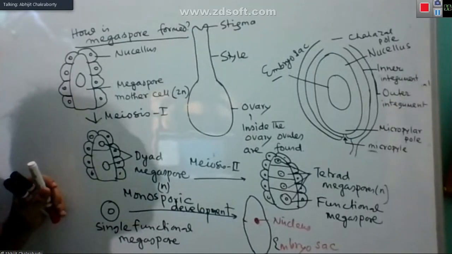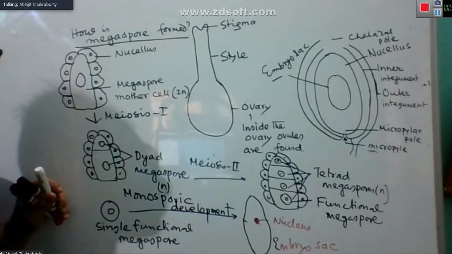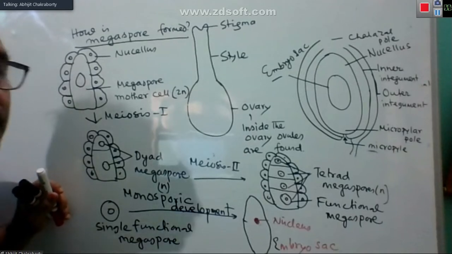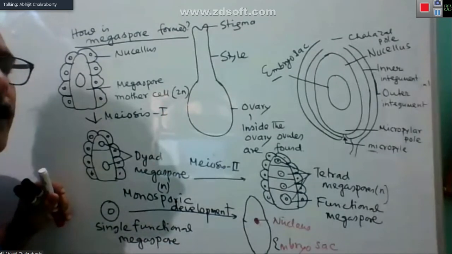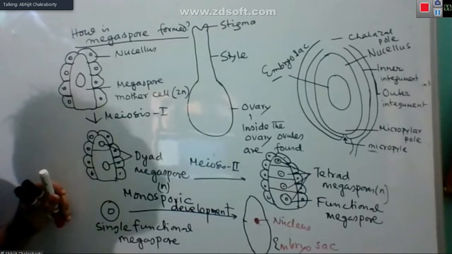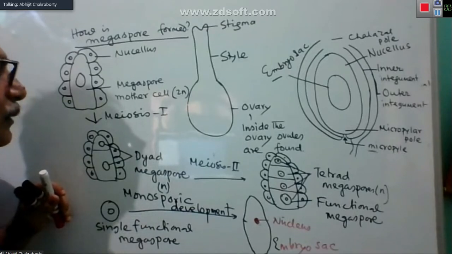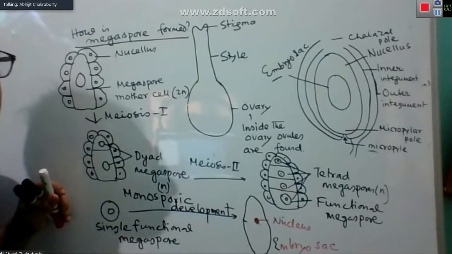So here what happens, I am repeating it again. In the ovule, you will get the nucellus. In the center of the nucellus, only one megaspore mother cell is formed, which undergoes meiotic division to form dyad megaspore followed by tetrad megaspore.